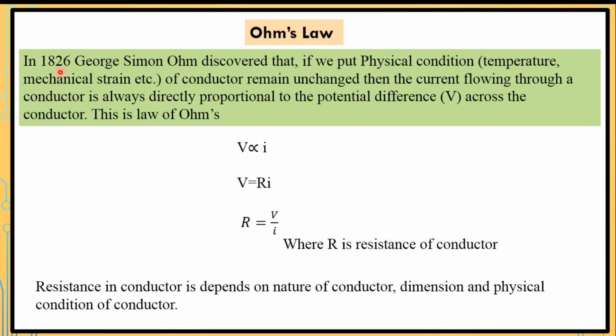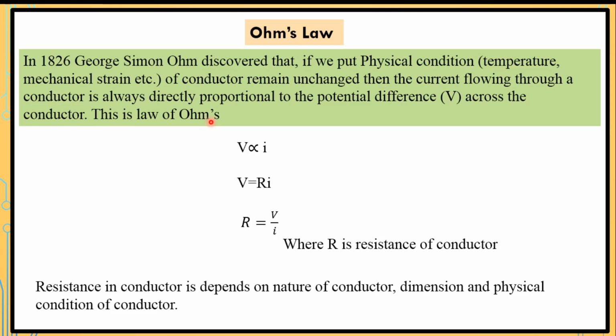In 1826, George Simon Ohm discovered that if the physical conditions like temperature, mechanical strain, etc. of a conductor remain unchanged, then the current flowing through the conductor is always directly proportional to the potential difference across the conductor. This is known as Ohm's law.